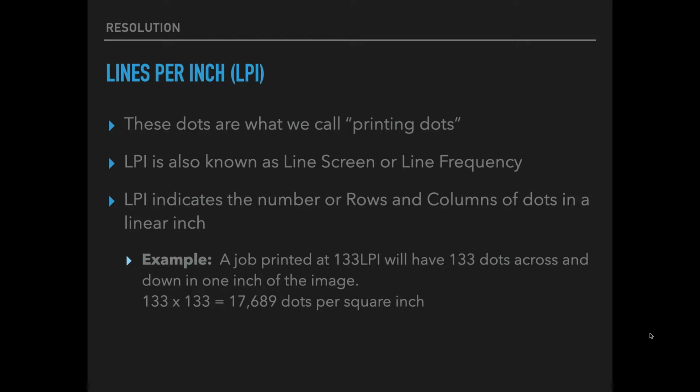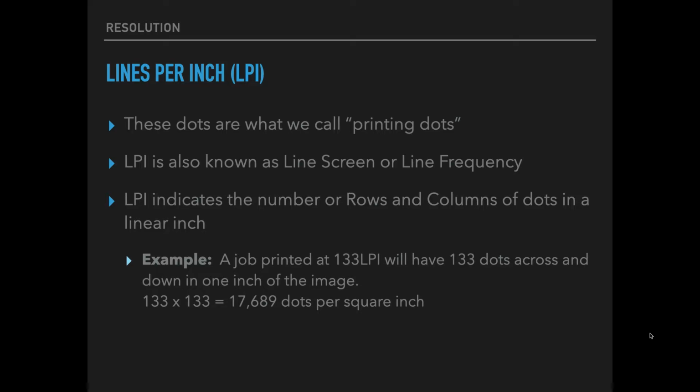Lines per inch. These dots are what we call printing dots. LPI is also known as line screen or line frequency. LPI indicates the number of rows and columns of dots in a linear inch. For example, a job printed at 133 LPI will have 133 dots across and down in 1 inch of the image. So 133 times 133 is 17,689 dots, all in 1 square inch.